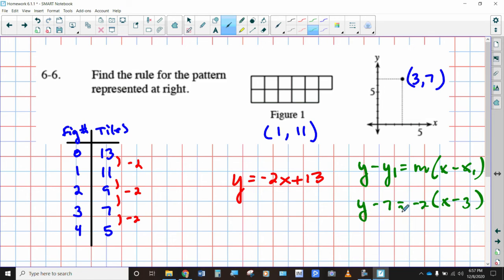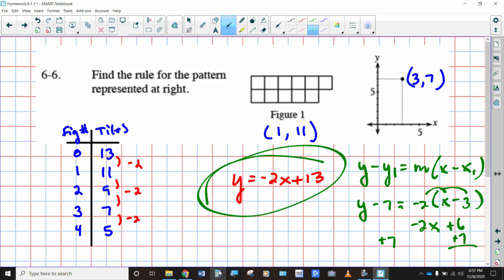Then when I use distributive property, that becomes negative 2x plus 6. And then when I add 7 to each side, that's going to become the 13, and that'll give you your rule. But once again, I'm going quickly because I don't expect you to learn this and remember it. That's for high school.